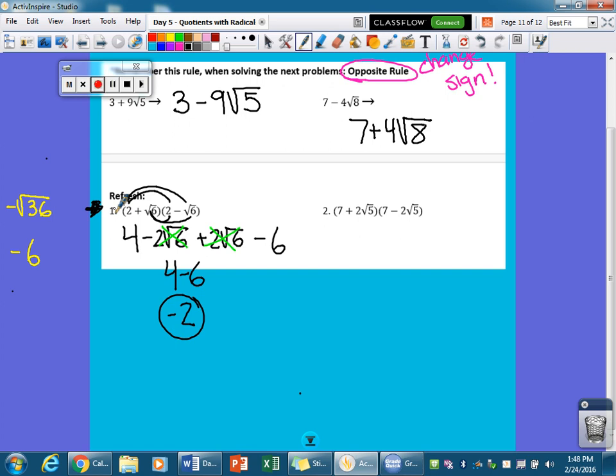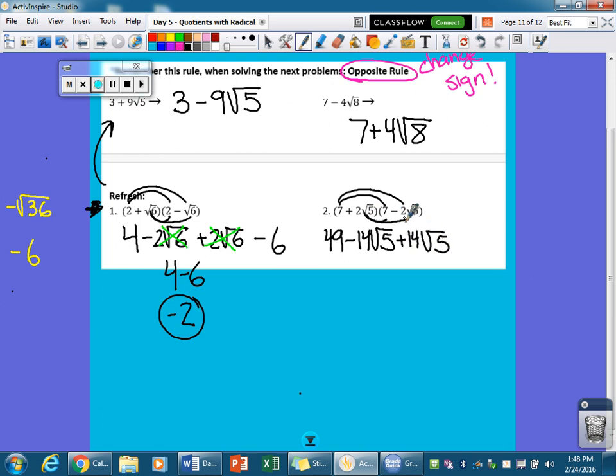Because notice, we have 2 plus square root of 6, and then this one's 2 minus square root of 6. Just like what we were thinking about up here. So when you multiply the opposite stuff together, you get a regular number, which is the overall goal. Just to refresh our memories on this one again, 7 times 7 is 49. See if you can see this one again. 7 times that is negative 14 square root of 5. Positive 14 square root of 5.